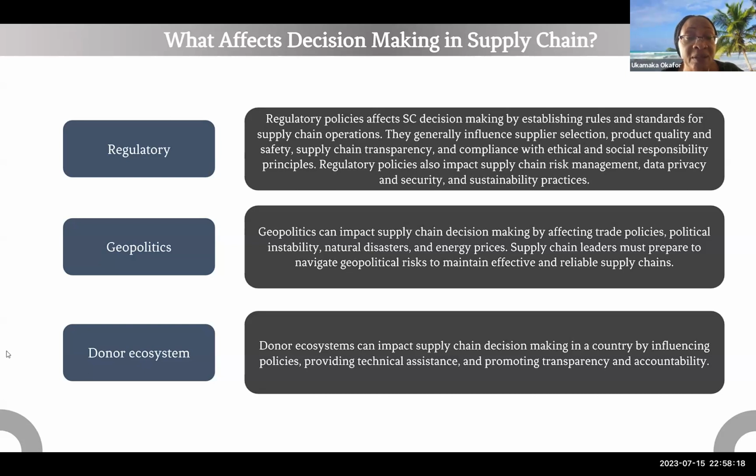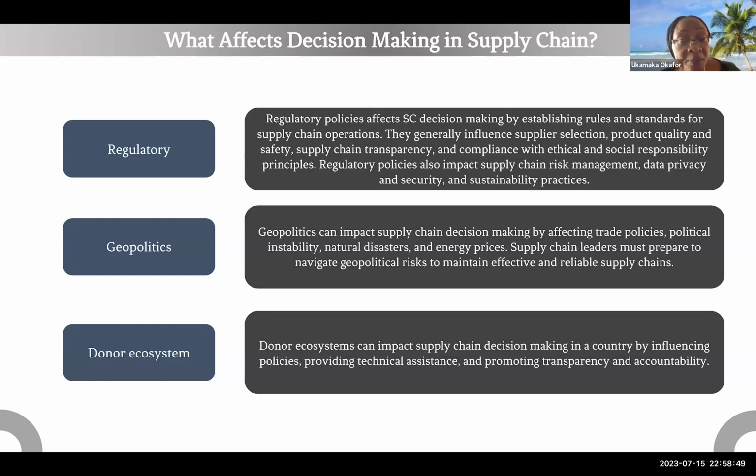So we talk about regulation in all aspects of supply chain. Several levels of supply chain now have their own regulation, like procurement. And now there's also good distribution practice that's been run by PCN and NAFDAC. So all these are going to affect supply chain decisions. Then geopolitics also can impact supply chain decision making by affecting trade policies. So it depends on what the policies are in that place, also insecurity in some particular places, instability.